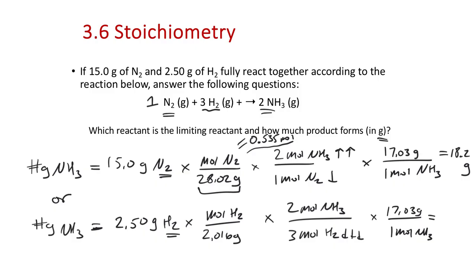Again, I'm going to stop and calculate and write it down after the 2.5 divided by 2.016. That's 1.24 moles. But we'll talk about that later. So I just wanted to jot it down so I don't have to calculate it again later. But so I'm going to keep going. Times 2, divide by 3, times 17.03. And I get 14.1.